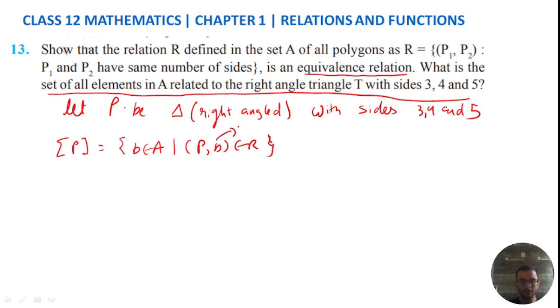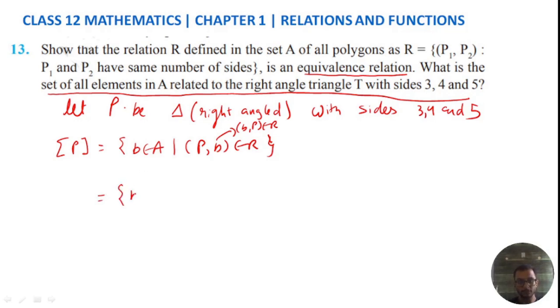I can write (B, P) belongs to R also. Why? Because it is an equivalence relation. So if (P, B) belongs to R, then (B, P) also belongs to R. I am just saying that you can write it this way also, and you can write it that way also. It doesn't matter which one you write first, because it is an equivalence relation. So of course it will be symmetric also.